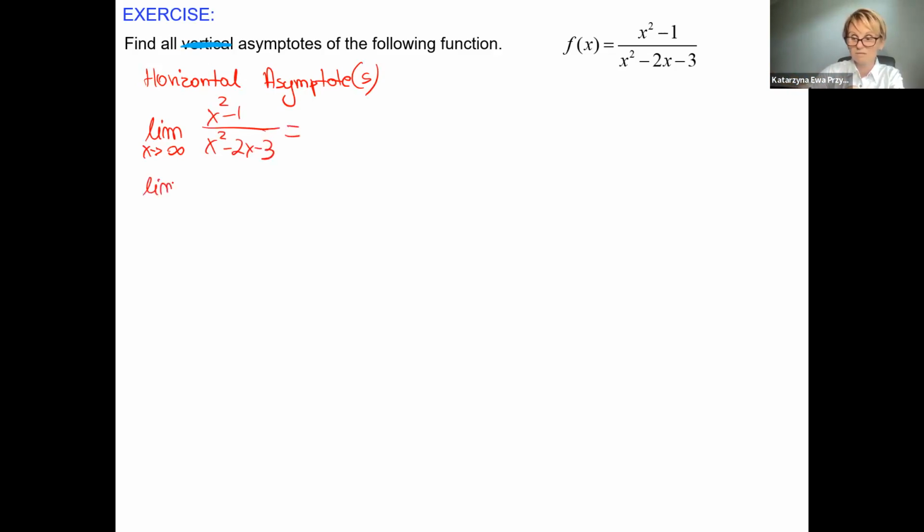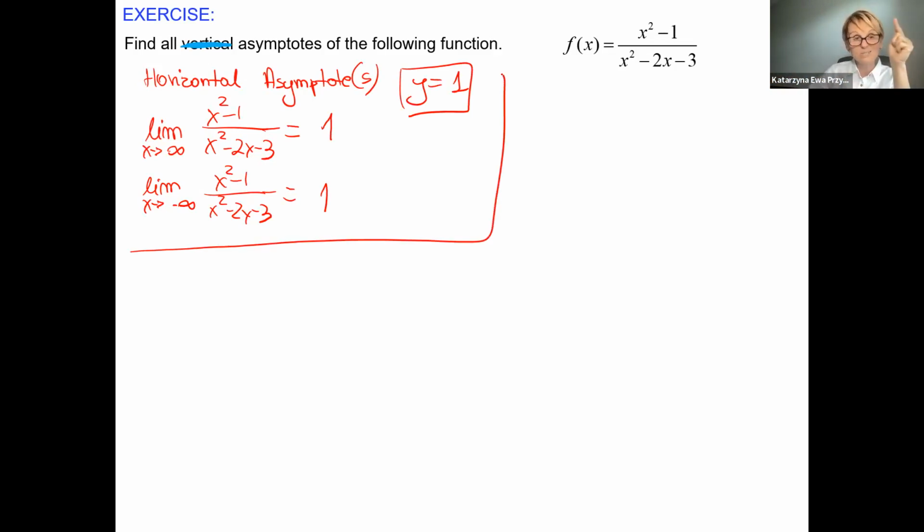The same for negative, because it's minus 2x minus 3. Okay, limit is 1, horizontal asymptote is 1. That means you're good with this because it's x squared, leading coefficient. Okay, now what are the numbers that are not in the domain? Those are the good candidates for the vertical, just the candidates.